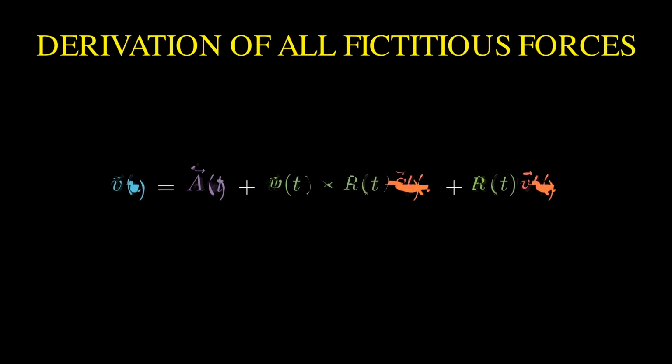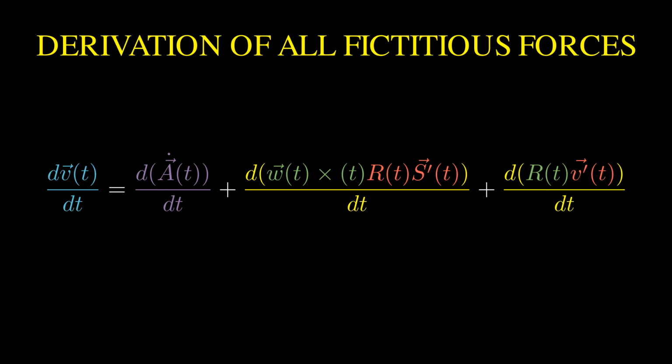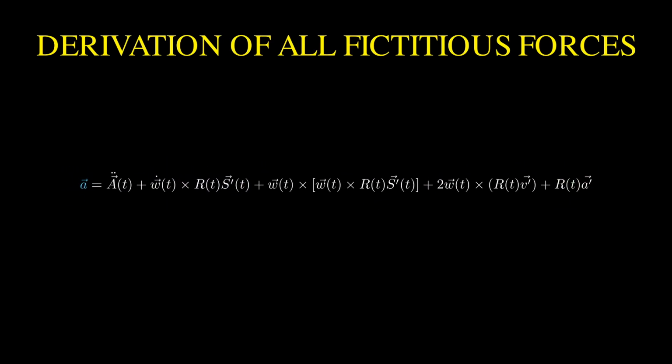The last step is to further derive this equation one more time. And now we can finally obtain the acceleration values in each system. Let's break down each component. The first part is called translational acceleration, and it refers to the acceleration the non-inertial system may have if it translates from the inertial one.